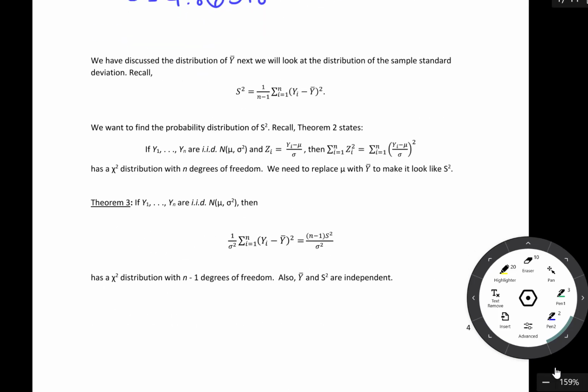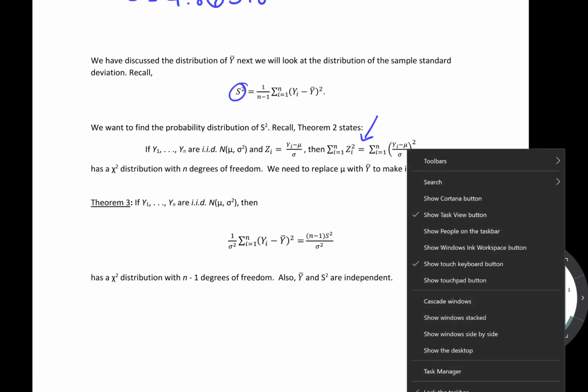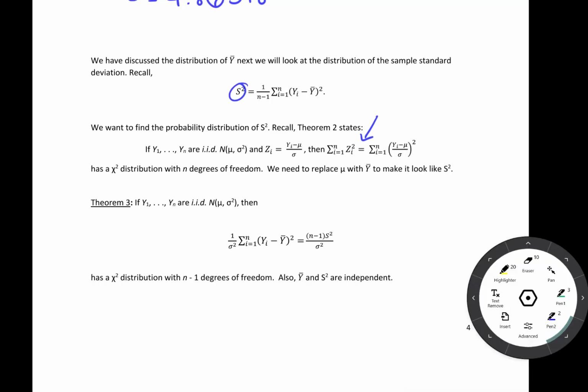So we've discussed the distribution of y bar, so now let's look at the distribution of the sample standard deviation. In other words, we're looking at the distribution of s squared. Recall that s squared is equal to 1 divided by n minus 1 times the sum of yi minus y bar squared. To find the probability distribution of s squared, recall that Theorem 2 states the following. If we have the sum of the zi squared, where yi minus mu divided by sigma is a standard normal, that would have a chi-squared distribution with n degrees of freedom.